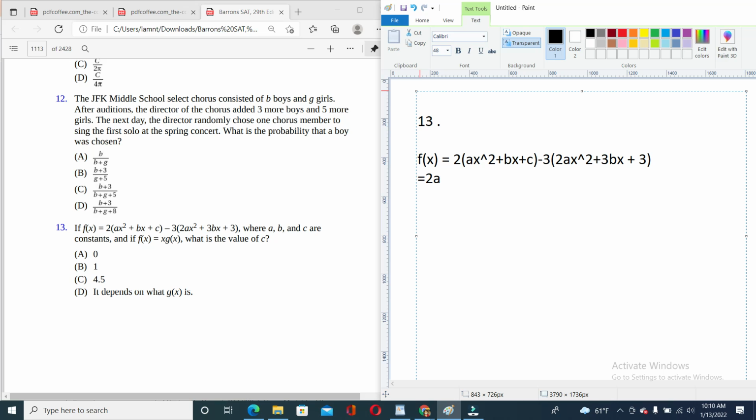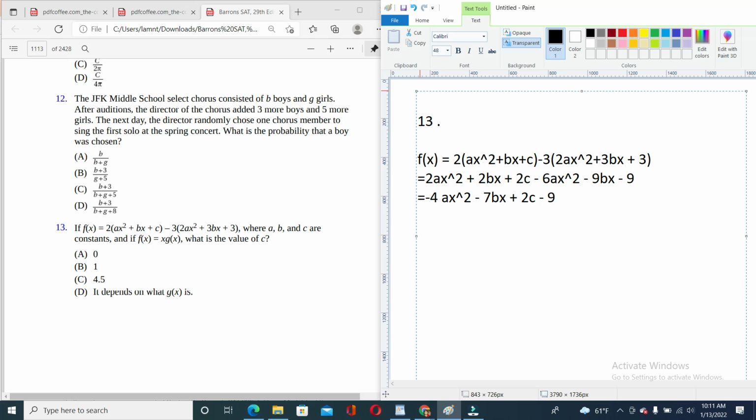So we're going to get 2ax squared plus 2bx plus c plus 2c minus 6ax squared minus 9bx minus 9. So it's going to be equal to minus 4ax squared minus 7bx plus 2c minus 9.